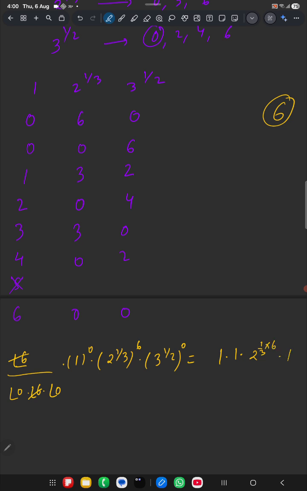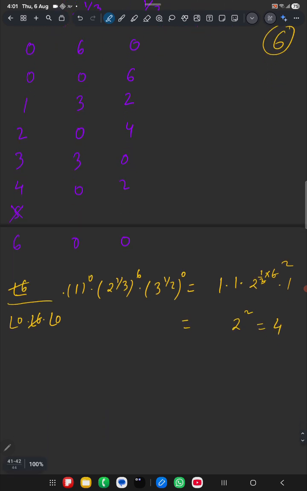Anything to the power 0 is 1. So you will get 2, this 3, 2 power 2, that is 4. Okay. Now come to the second one. This is over.